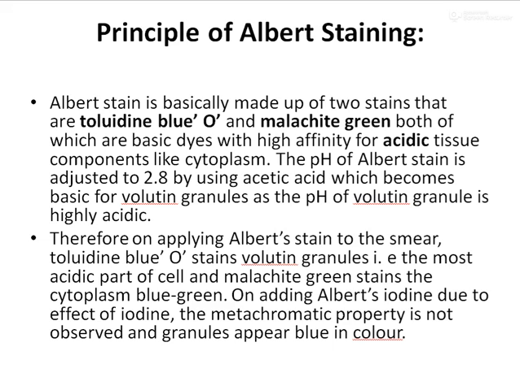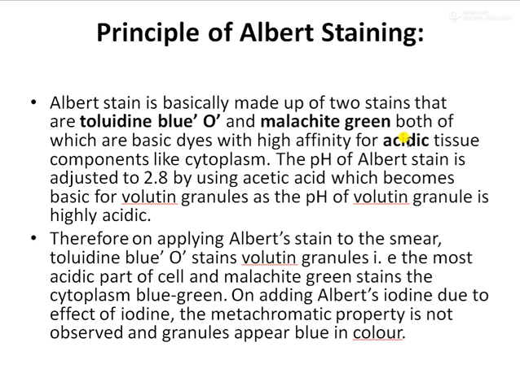The stain which we use here is Albert stain, and the Albert stain itself contains two different stains, toluidine blue and malachite green. These are basic dyes which have a high affinity for acidic tissue components like cytoplasm. The pH of the Albert stain is adjusted to 2.8 using acetic acid, as the volutin granules are highly acidic in nature.